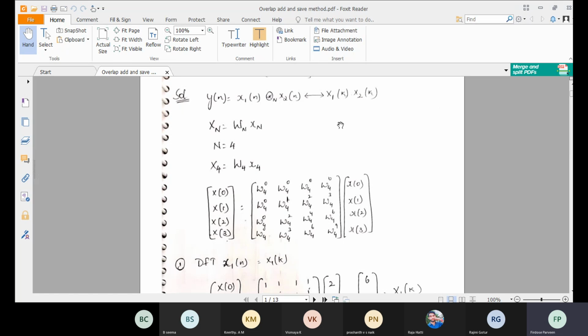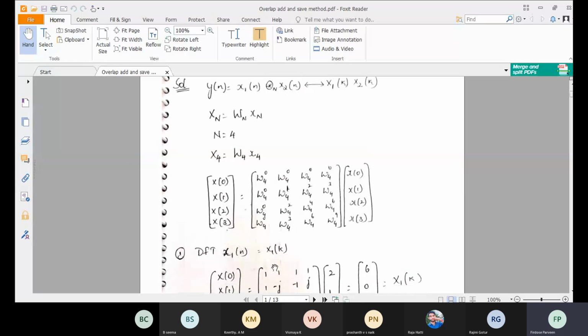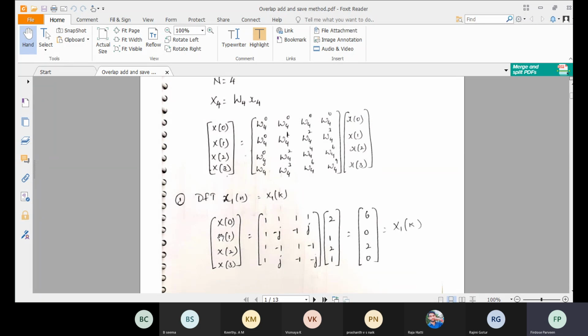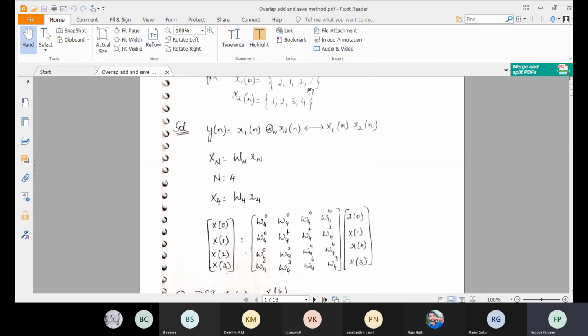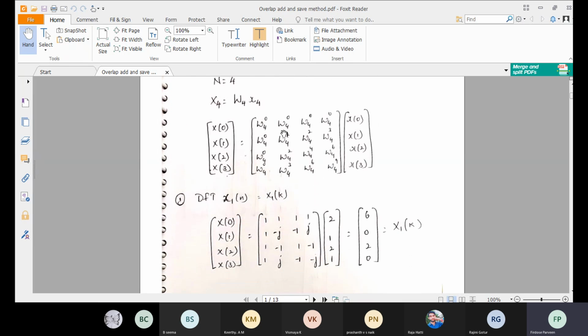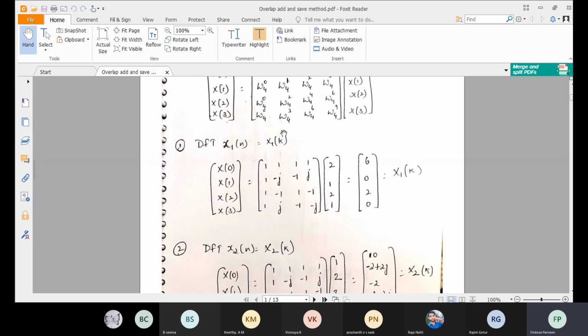So now first we will take the DFT of x1 of n, then later we will take the DFT of x2 of n. So for that, the DFT of x1 of n is equal to x of 0, x of 1, x of 2, x of 3 is equal to, we know this one, we have calculated before. Okay, so we will put directly 1 1 1 1, and so on with minus j, minus 1, j. So all this we will fill up. Later x of 0, x of 1, x of 2, x of 3 is what? It is given, that is x1 of n is what? 2 1 2 1. So we will write that. So multiply it, you will be getting x1 of k.